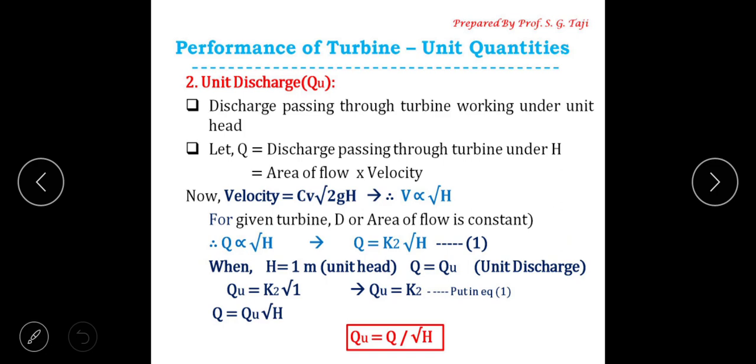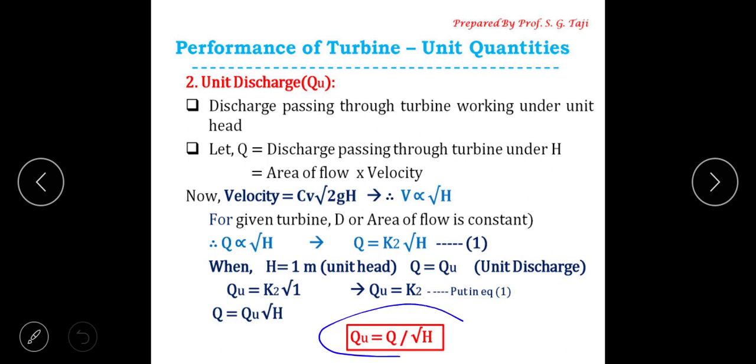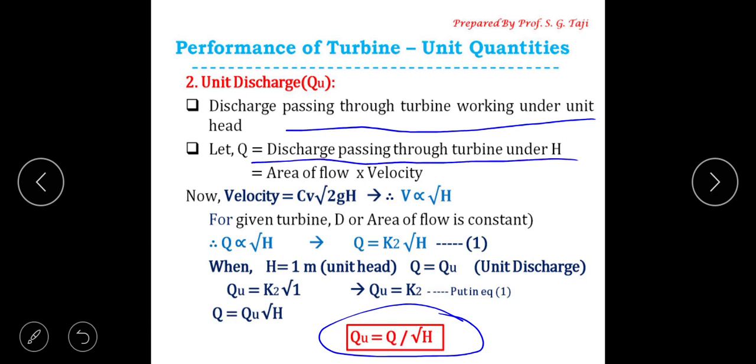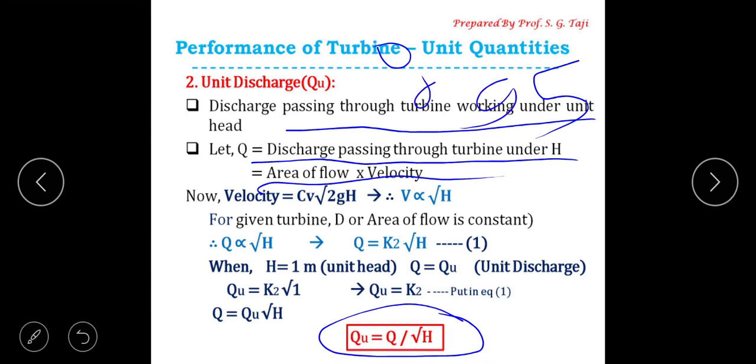Similarly, we can find Qu is equal to Q upon root H. How? Here also we have to make a bold statement: discharge passing through the turbine working under unit head. Let Q be the discharge passing through the turbine under head H meter, which is equal to area of flow into velocity. Now velocity we know is Cv multiplied by root 2GH, where Cv is the coefficient of velocity. You can assume it as 0.95.